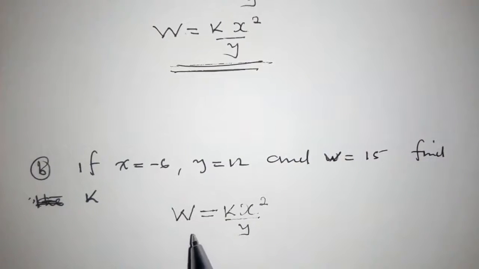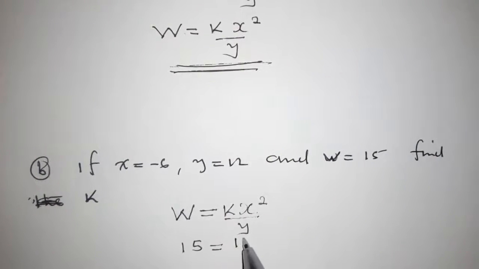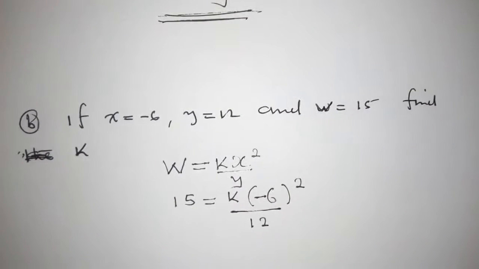So now where there is w, we're going to put 15, because here they have said w is equal to 15. And then k we don't have. Where there is x, we're going to put negative 6, over y. What's our y? Y is 12. And then we can solve here.